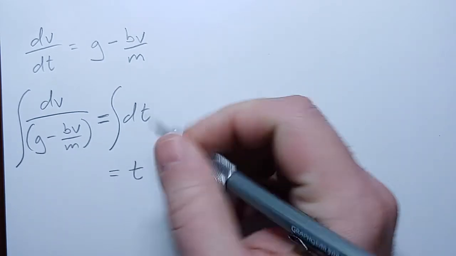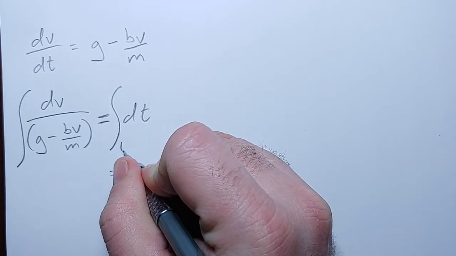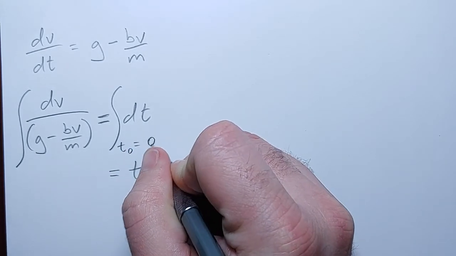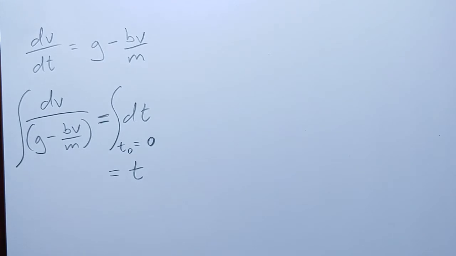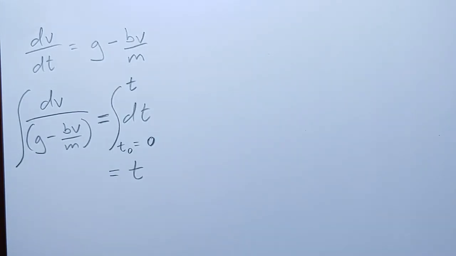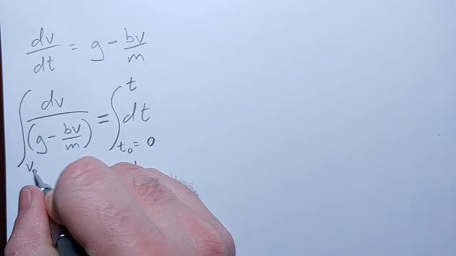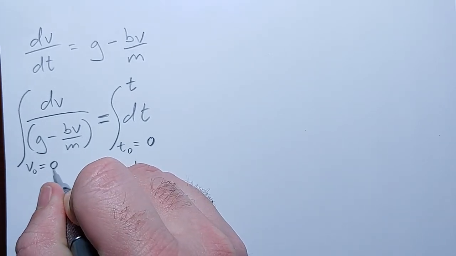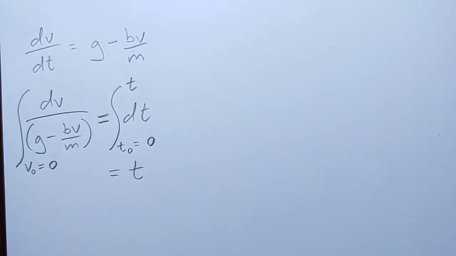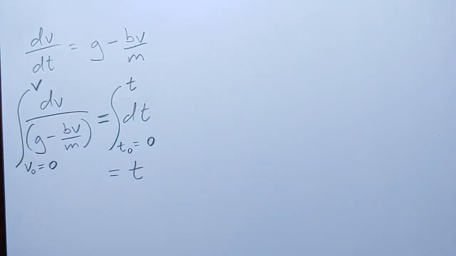So we are starting at time 0. So t naught is going to be 0. And then we're going to some time t, because we want, in the end, to have an expression for what's happening at time t. And so we're going to be going from our initial velocity, which is 0, up to some final velocity, v. And in the end, we're hopefully going to have an expression for v as a function of time.